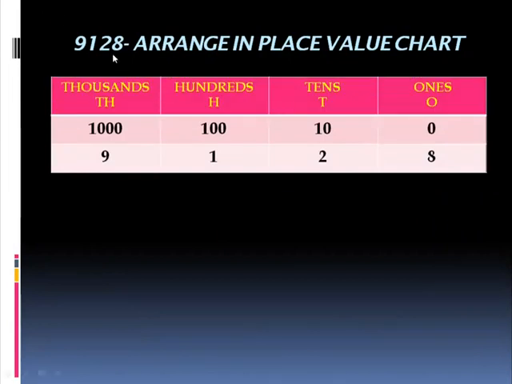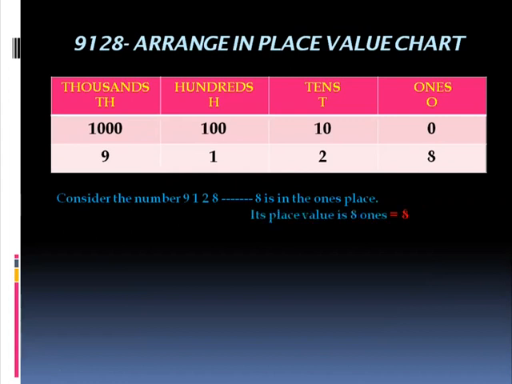See, 8 is in the ones place, so we will write 8 in the ones place, and 2 is in the tens place, so 2 goes there. Then 1 is in the hundreds column, and 9 is in the thousands place. Okay, 9128. Understood? How can we read this number now? 9,128. Right?